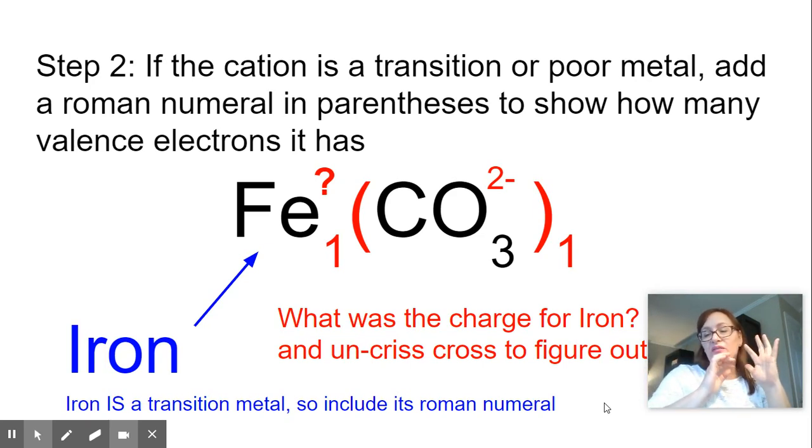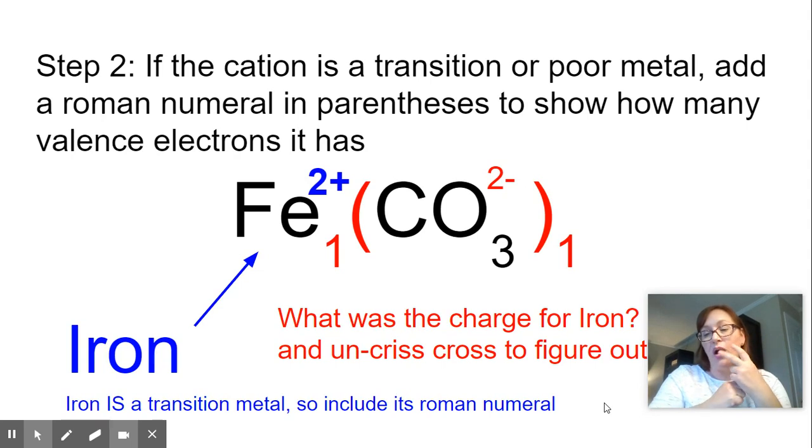So if I uncriss-cross, the 2- became a 1. So what was the charge for Fe that had to become a 1? Well, it still has to be a 1-to-1 ratio. So maybe you figured it out by now, but it has to be a 2+. That way, when you crisscross the 2 and the 2, they reduce to 1 and 1. And that's the only possible charge for the iron. So that means that the iron had to have 2 valence electrons.